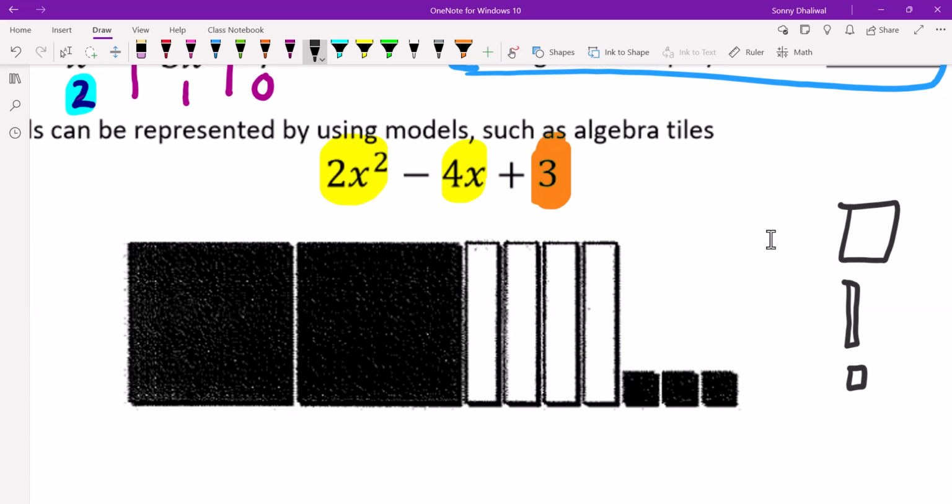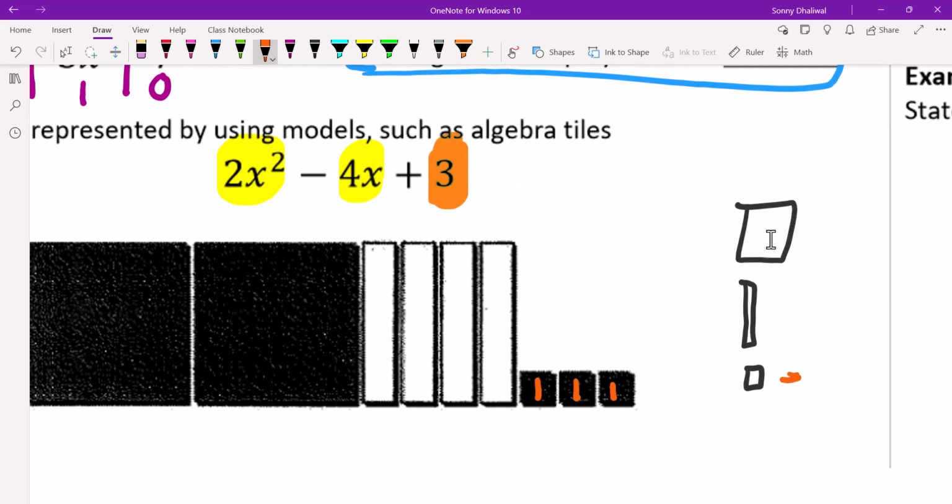Tiny squares are ones. The tiny squares are ones. Right? 1, 1, 1. And we have 3 of those. That makes sense. Okay, what else? So we have 2 more to go. These represent ones.